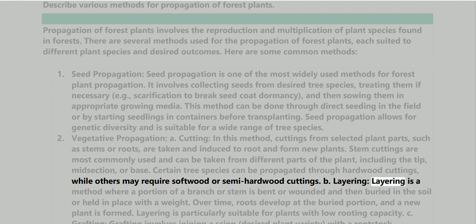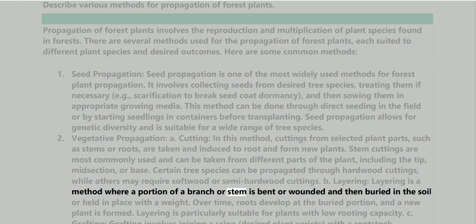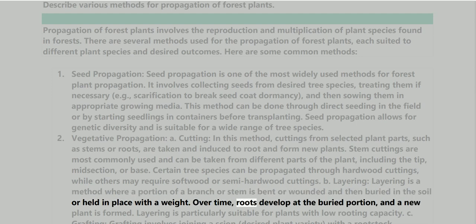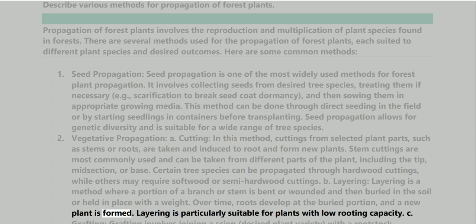B. Layering. Layering is a method where a portion of a branch or stem is bent or wounded and then buried in the soil, or held in place with a weight. Over time, roots develop at the buried portion, and a new plant is formed. Layering is particularly suitable for plants with low rooting capacity.